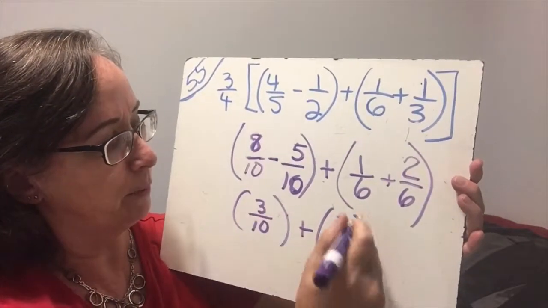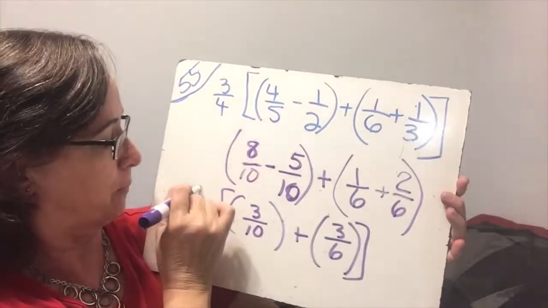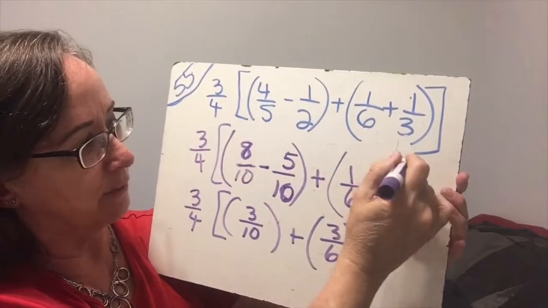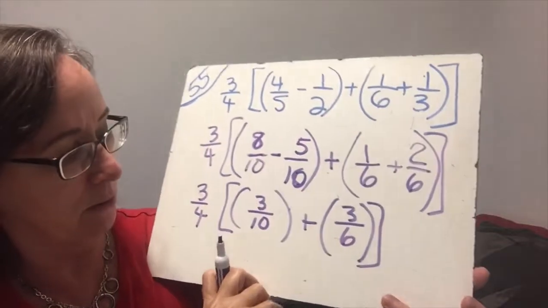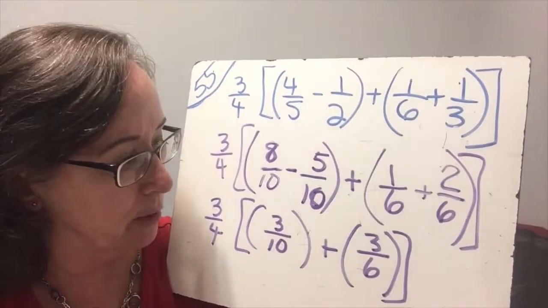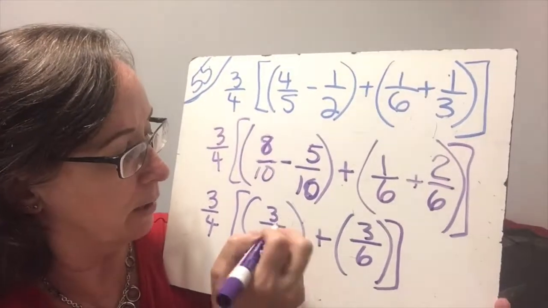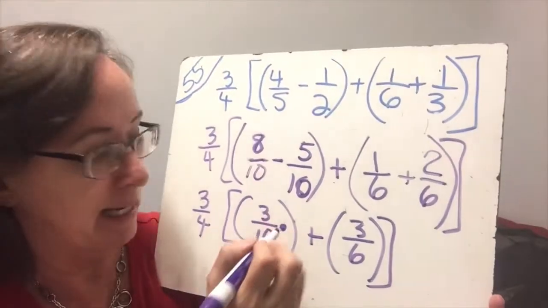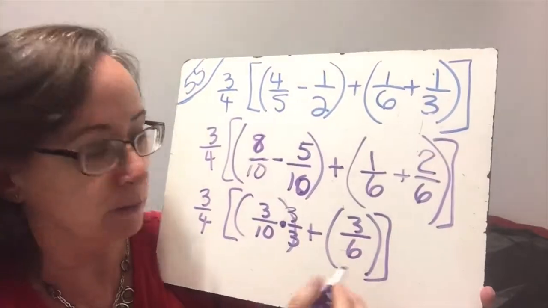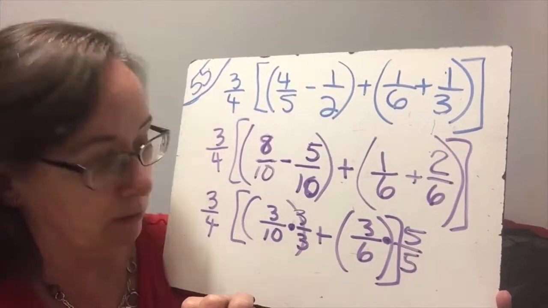So now we have our two parentheses, but now we have to add those two things together. And then we're going to just bring down our 3/4 so we don't forget that we haven't done the whole problem. Okay, so now 10 and 6. What is the smallest number that both 10 and 6 will go into? And that is 30. So we're going to multiply the 3/10 by 3 over 3 to get a 30 on the bottom. And we're going to multiply the 3/6 by 5 over 5 to get a 30 on the bottom.